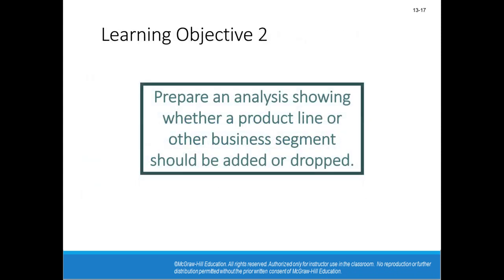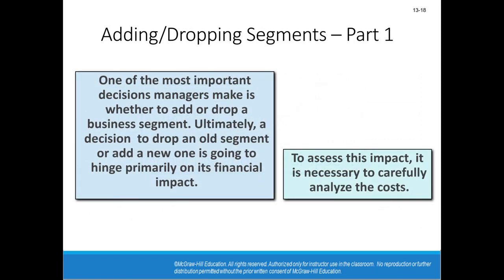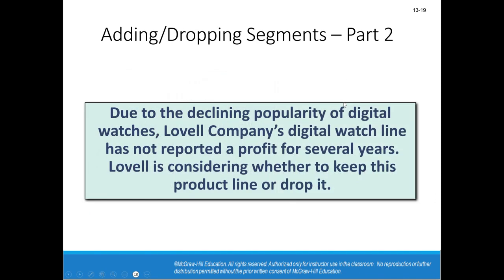Prepare an analysis showing whether a product line or other business segments should be dropped. One of the most important decisions is whether to drop a business segment. Is it losing money? To assess the net impact, it's necessary to carefully analyze the cost. So Louisville company makes digital watches, with smart watches and everything. It's just no longer as profitable as it used to be. In fact, they haven't reported a profit for several years. And they want to decide whether we should drop this.